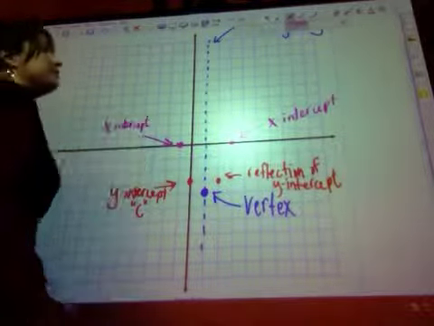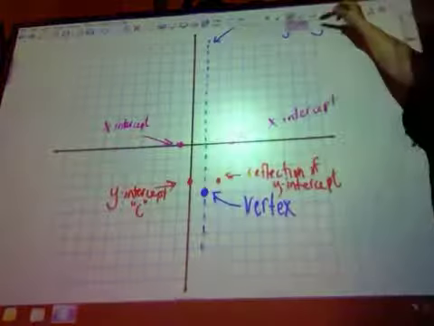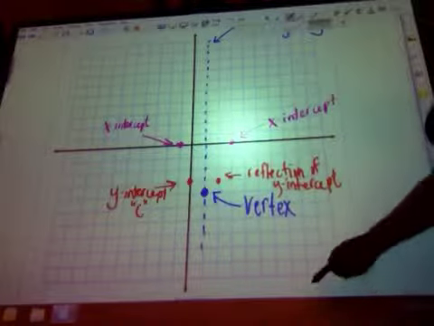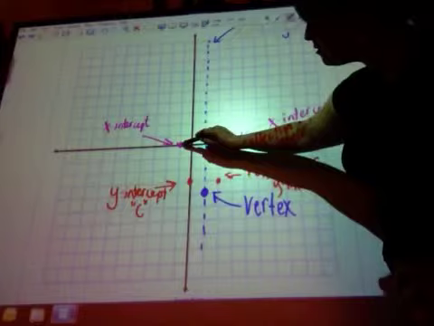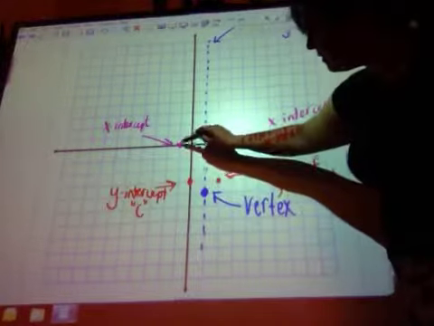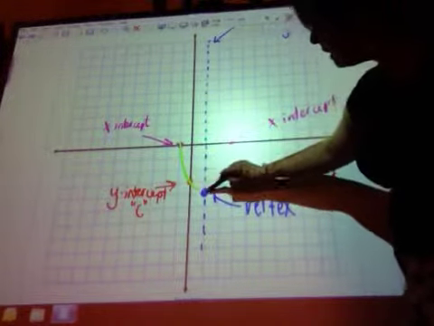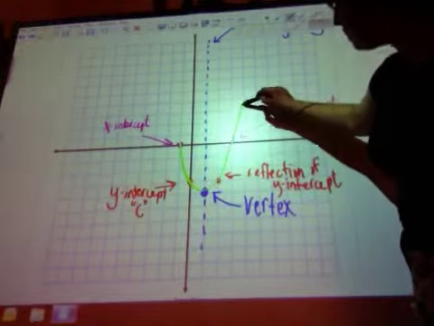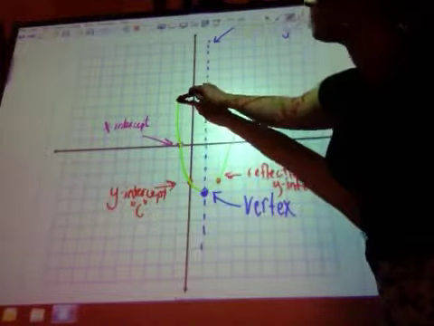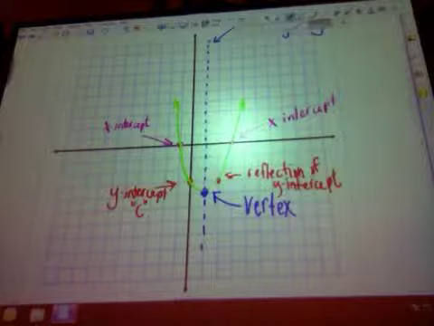Then the last thing we have left to do is just connect the dots, so to speak, on our parabola. So we know that we're not going to make straight lines. We're going to make, instead, a U shape, the best we can. So this is our parabola.